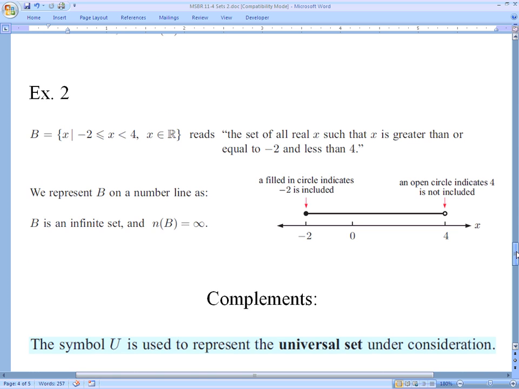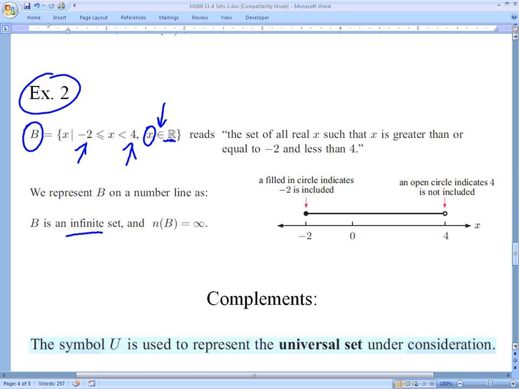Looking at this second example here, we've defined set B as the set of all, this time, real numbers. So x is an element of all real numbers such that x is between -2 and +4, and it includes -2, but it does not include +4. This is what we'd call an infinite set.